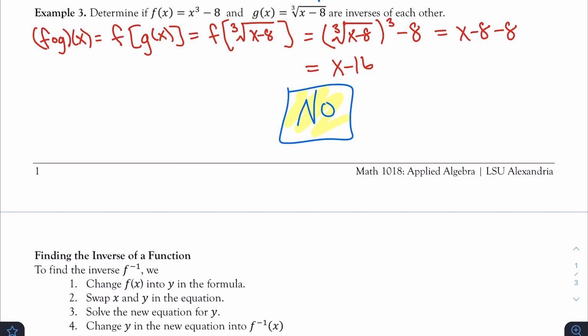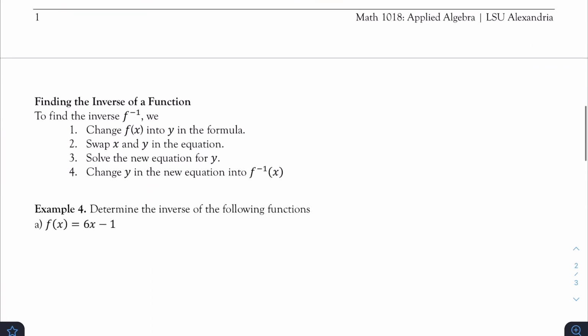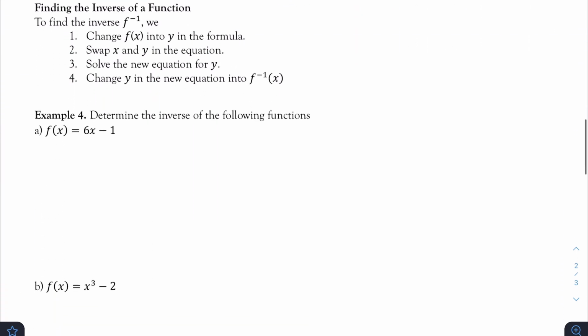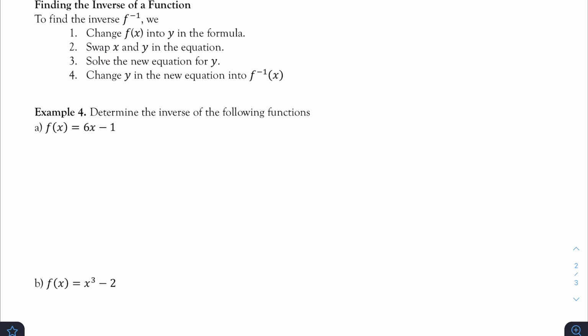Well, for examples 2 and 3, these were great if I gave you two functions. If I gave you two functions, you can tell me instantly if they are inverses or not. Well, I guess not necessarily instantly, but through some work, you can tell me. Now, what if instead I gave you one function and I told you to give me the inverse? So that's what we're going to be doing next.